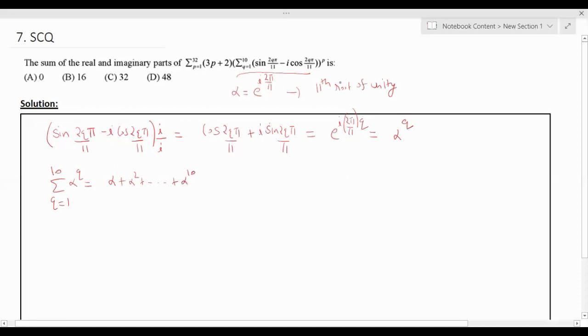If you have the nth root of unity, or the 11th root of unity, you will have the sum of all the roots equal to what? The sum is equal to 0. But mind it, all these values are given, he has asked, and this value should be equal to what? Minus 1.